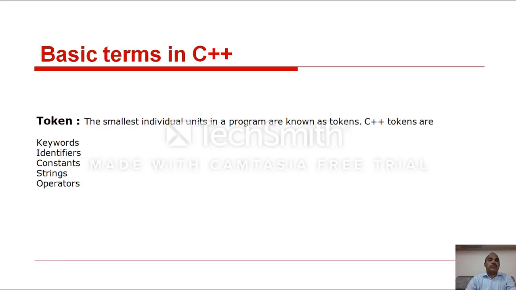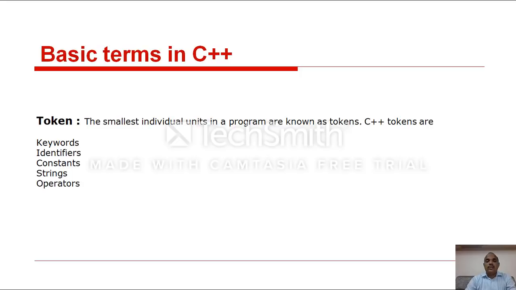Next one, constants. We know constants. The entire data, the raw data, can be categorized into two parts. The first one is known as numeric constants, and the second one is known as non-numeric constants. Numeric constants are categorized into two types, integer constants and real constants. Then non-numeric constants are single character constants and string constants.